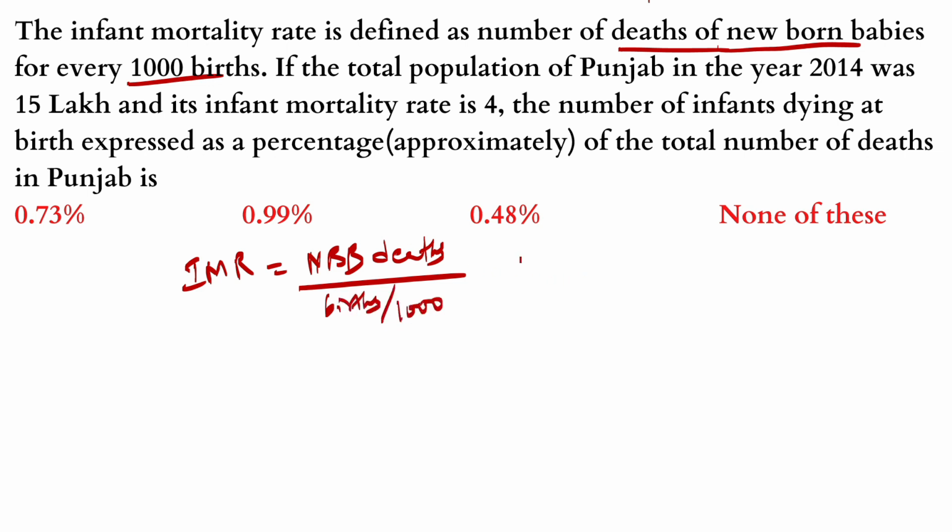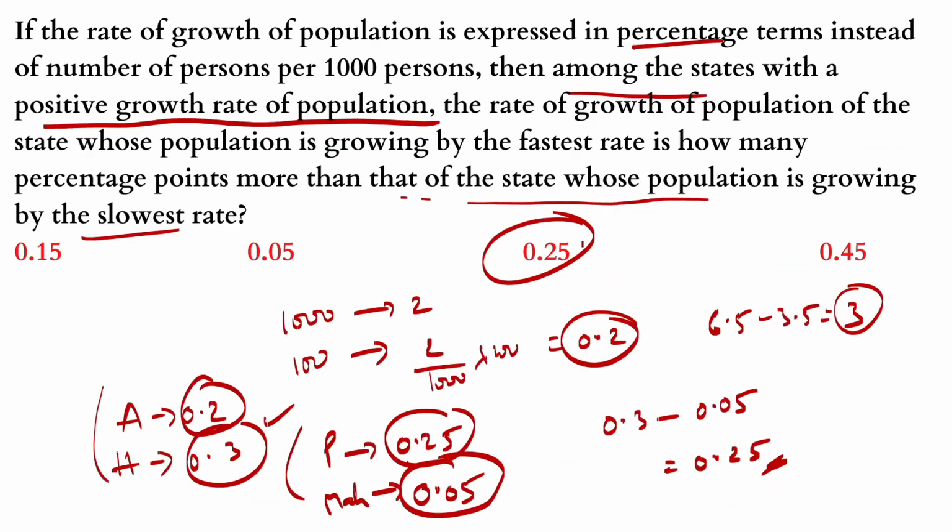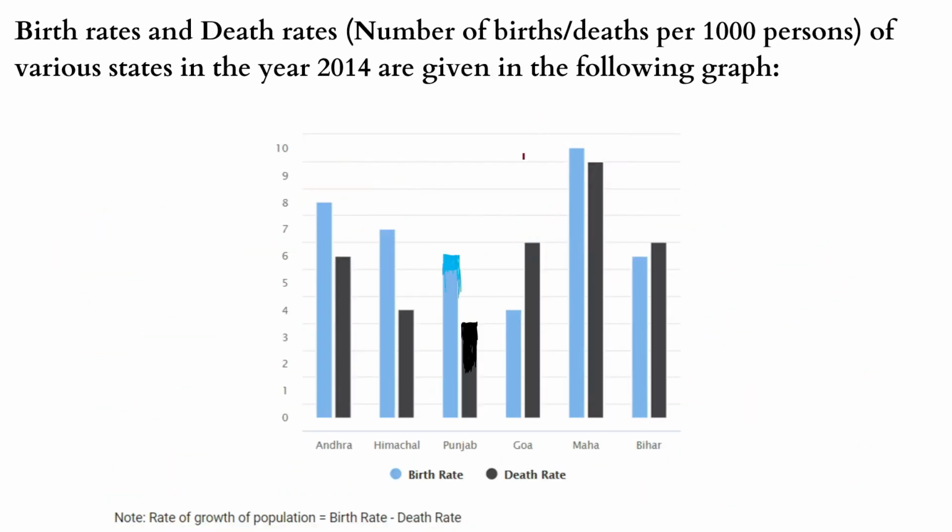Okay, newborn babies deaths by births per 1000. Okay, so what is the population of Punjab given? Punjab's population is 15 lakh, so 15 into 10 power 5. So what is the birth rate here? Birth rate of Punjab. Okay, so for this question, a separate graph is given. I have just modified the number: the birth rate of Punjab is 5.5 and the death rate of Punjab is 3 per 1000, right?